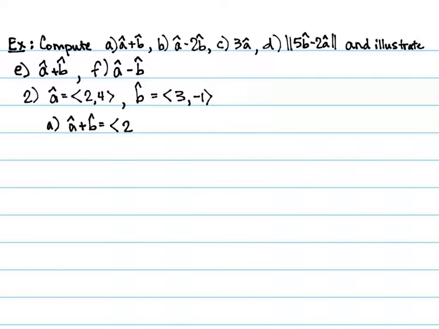So I have 2 plus 3. Those are the X or the I components. And then I add the J components, the 4 plus the negative 1. And the result, of course, is 5, 3. Just like you would expect. So what do you think is going to happen on B when I'm supposed to be doing A minus 2B?